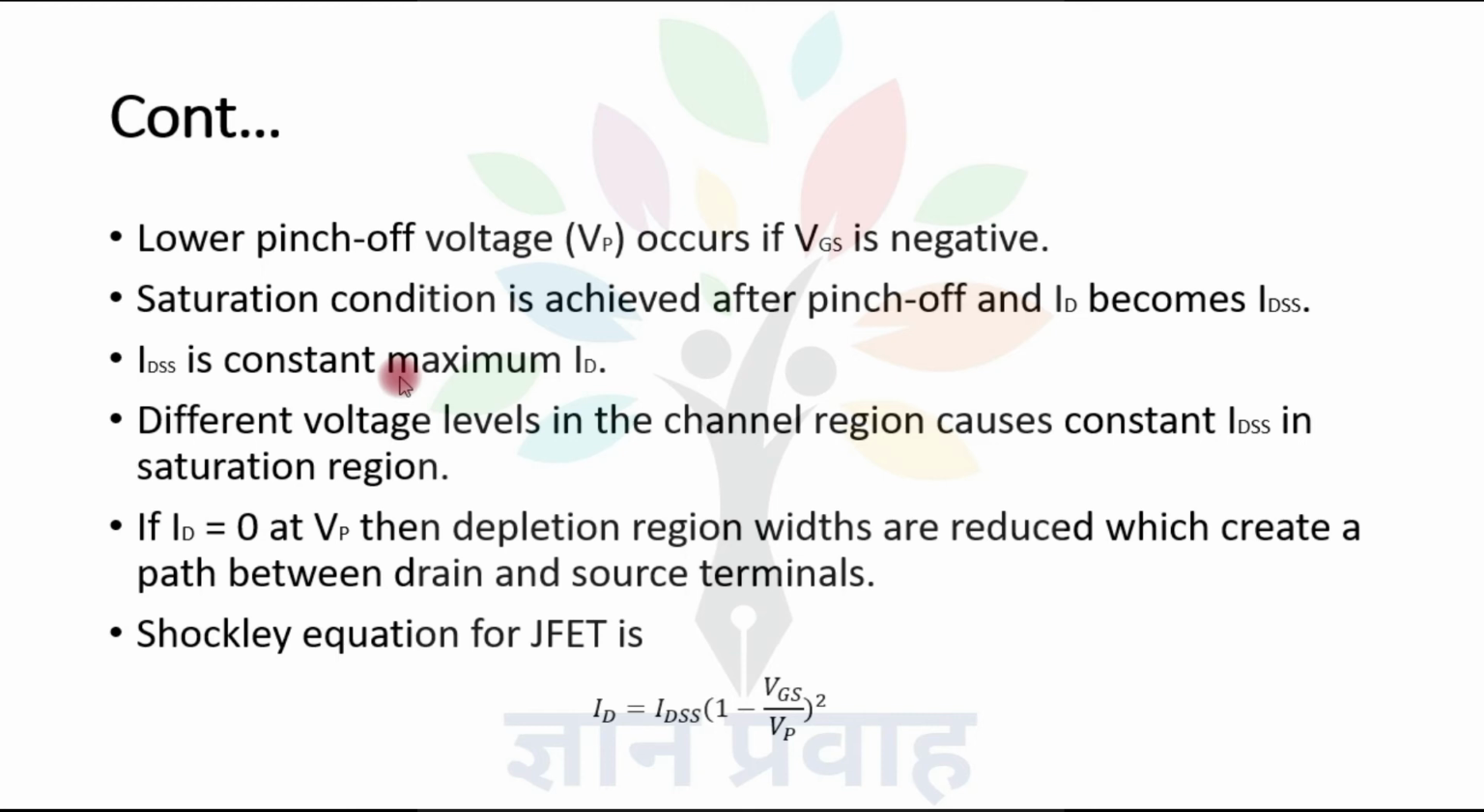And the behavior of the JFET follows the Shockley equation, which is the relation between drain current and input voltage. So ID equals IDSS times (1 minus VGS upon VP) squared. So ID is drain current, IDSS is saturated drain current, VGS is input voltage, VP is pinch off voltage. So VP is nothing but the VDD voltage or power supply voltage when pinch off condition occurs.